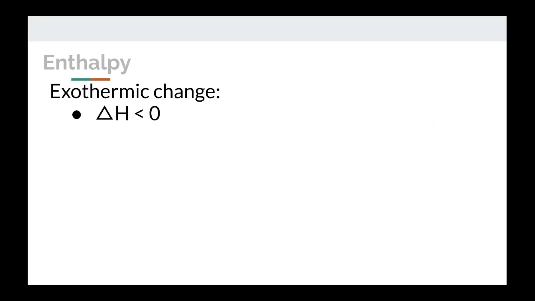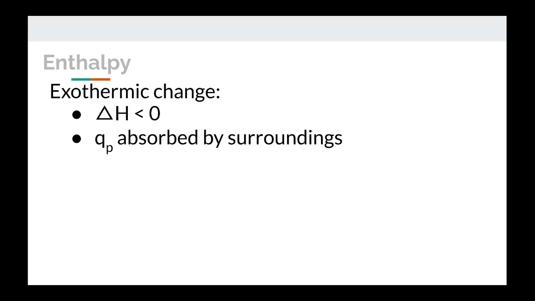One type of change is an exothermic change. This is when the enthalpy change is a negative number. In this case, the enthalpy at constant pressure, the heat, is absorbed by the surroundings. So these reactions will feel warm if you're holding them or if you're near them, because energy is going from the system out to the surroundings where you are.